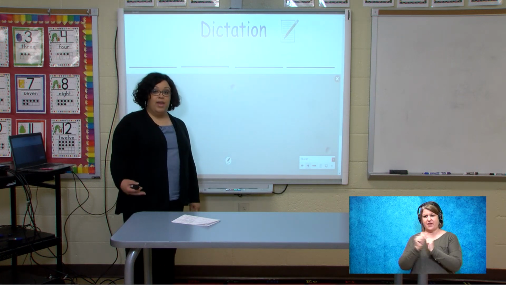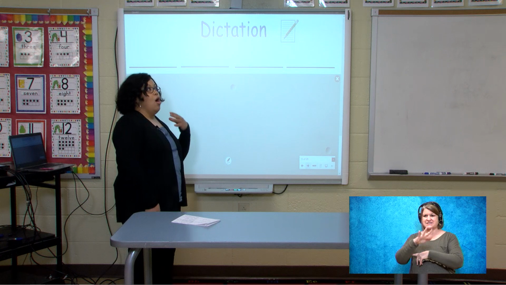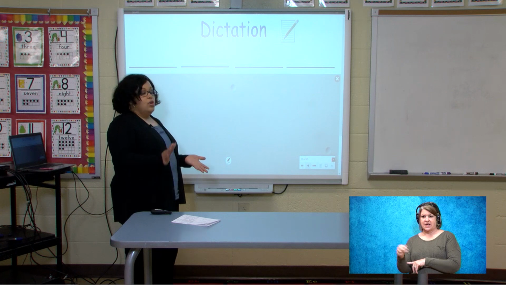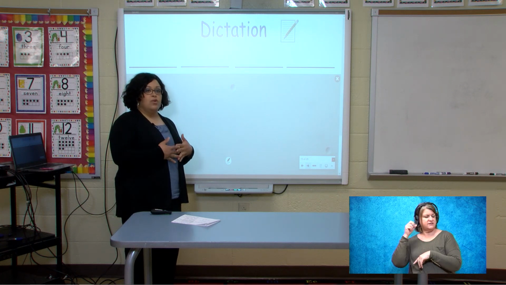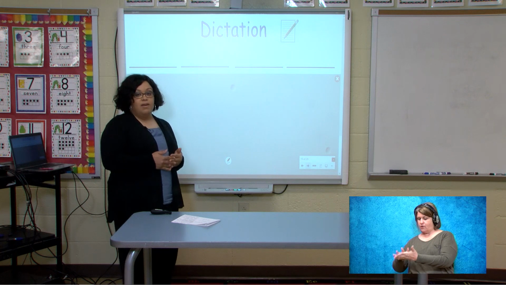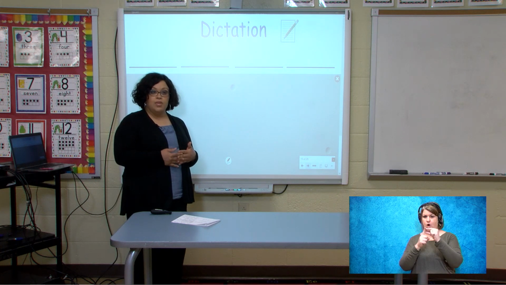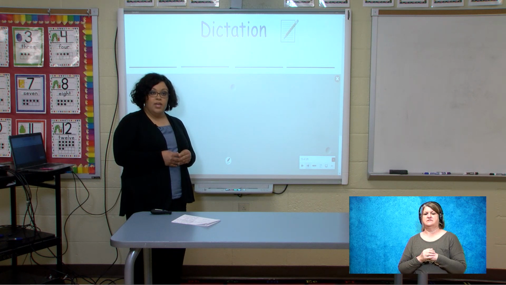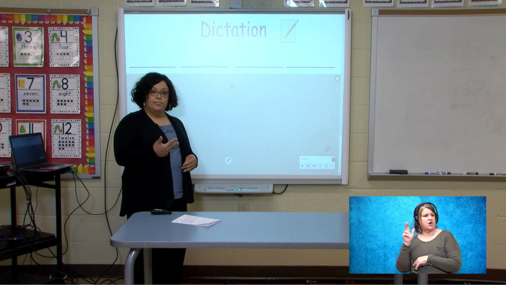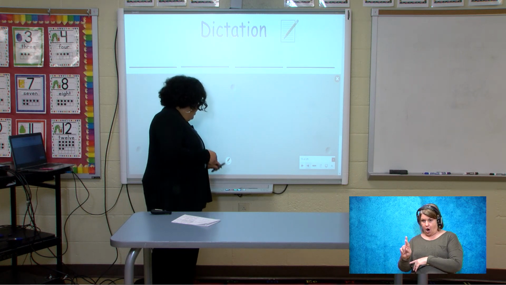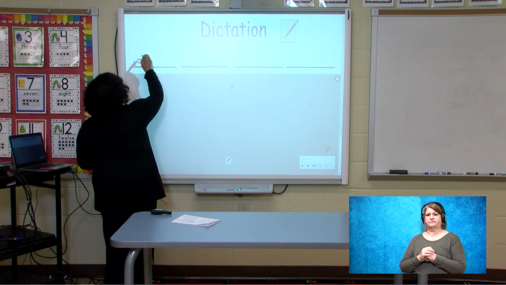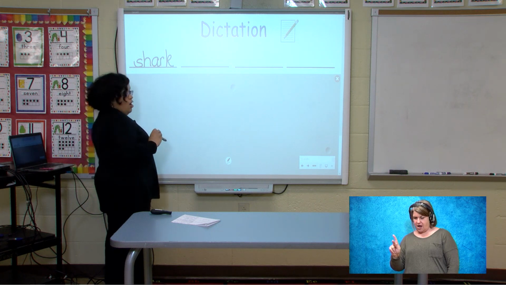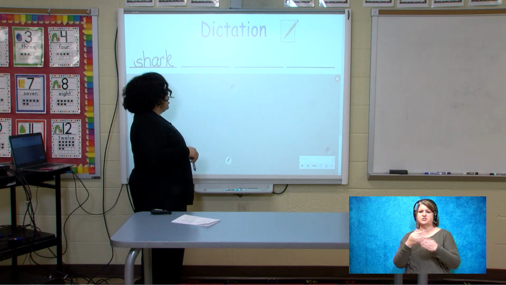Now let's write and spell with AR. Remember, whenever you hear that R sound, the letters AR represent that sound. So I'm going to say a word. We're going to listen for the sound, and we're going to write the sounds that we hear. Listen to my first word. Shark. Say the sounds you hear in shark. Ark. Good job. Let's write the sounds that we hear in shark. Shark. Good job. Let's do another one.